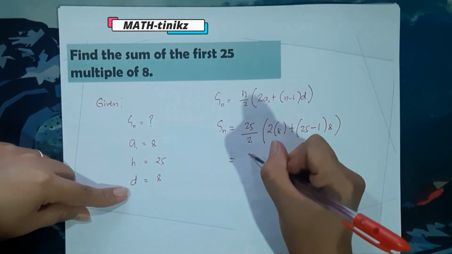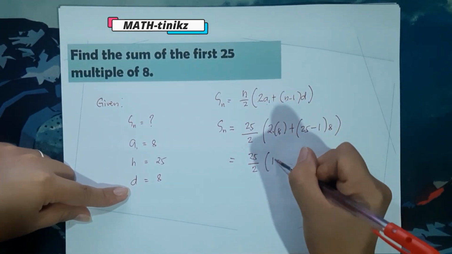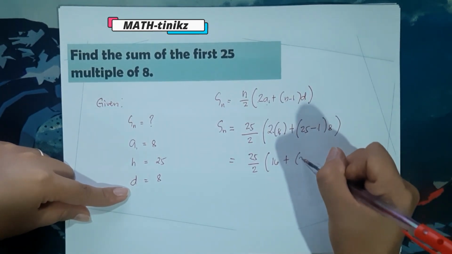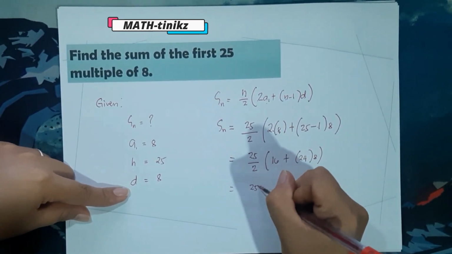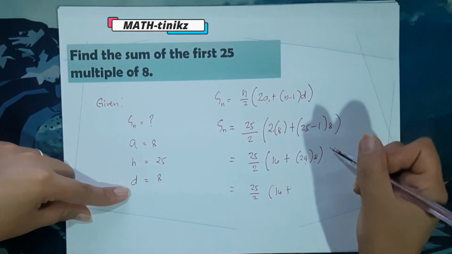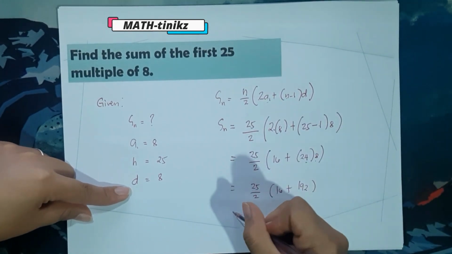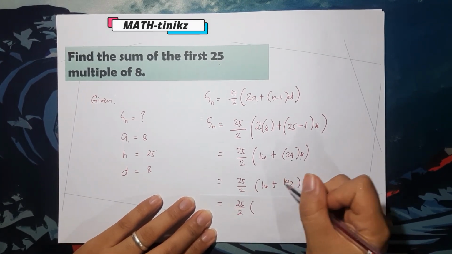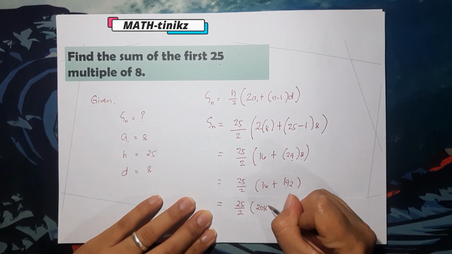Now, copy 25 over 2. And 2 times 8 is equal to 16. Plus 25 minus 1, that is equal to 24. And copy 8. Now, copy 25 again over 2 and 16 plus 24 times 8, that is equal to 192. And copy again 25 over 2 times 16 plus 192, that is equal to 208.